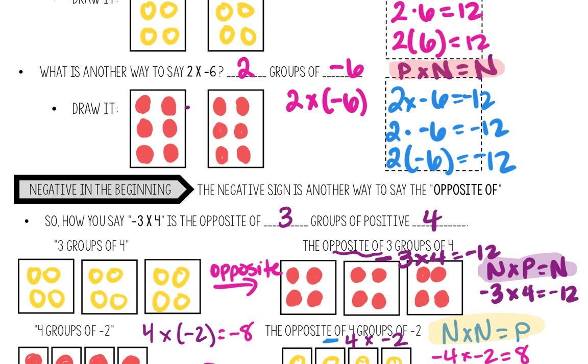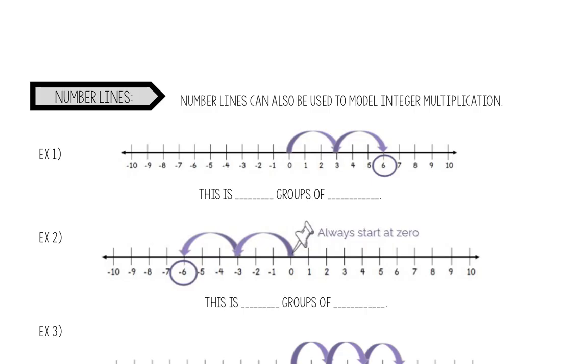Now we're going to show some multiplication with number lines. So we're gonna look at this, and when we have jumps like this, that is gonna represent multiplication. So when I'm doing this, jumps are your groups. So I'm gonna look to see, do I have jumps? How many jumps? And then how far is each jump?